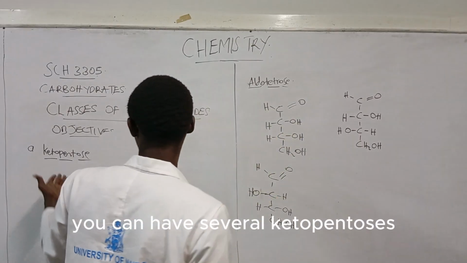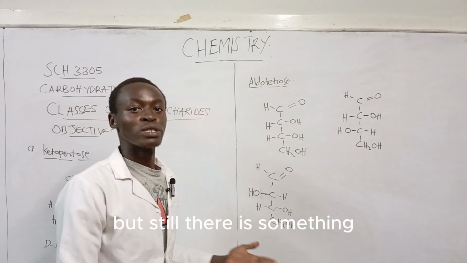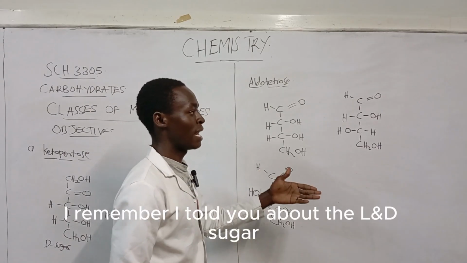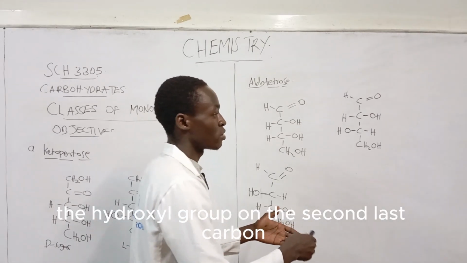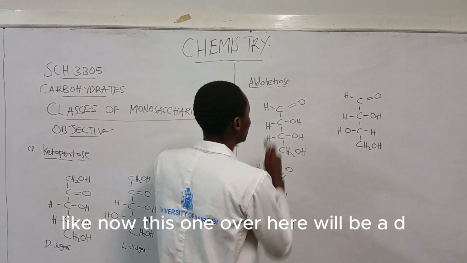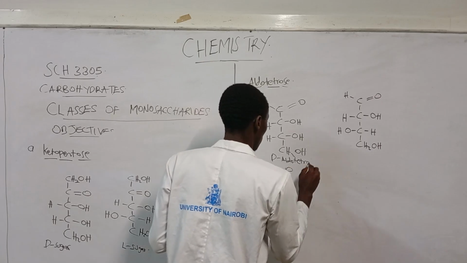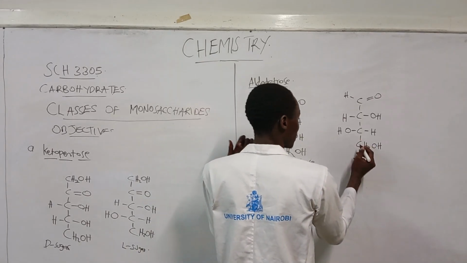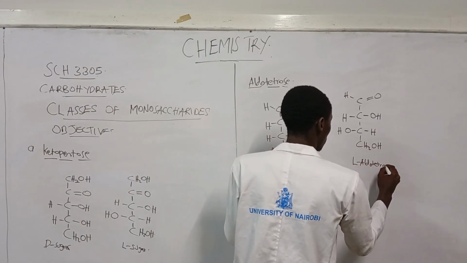Just like we said, you can have several ketopentoses. But still, there is something that must differentiate them. Remember I told you about the L and D sugar. For a D sugar, the hydroxyl group on the second last carbon is to the right. Like now, this one over here will be a D aldotetrose. But for this one, we have the OH to the left, the second last OH to the left. This one will be an L aldotetrose.